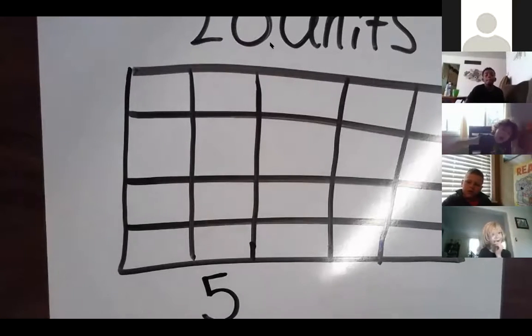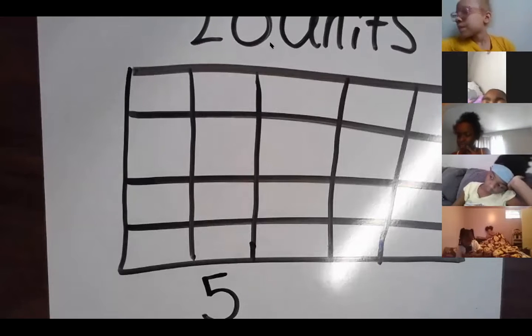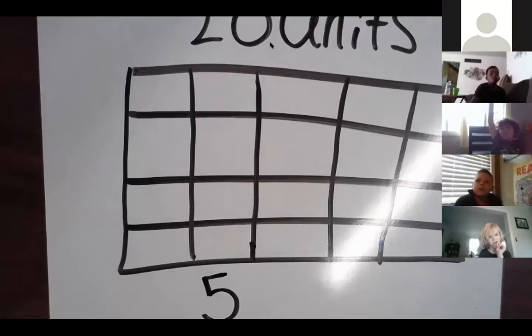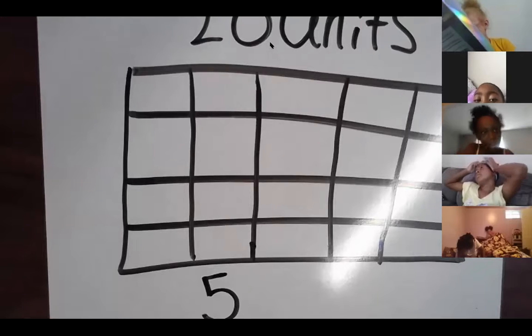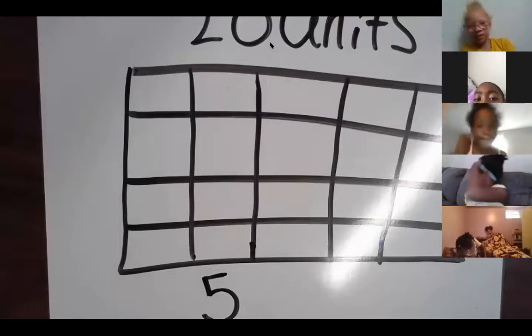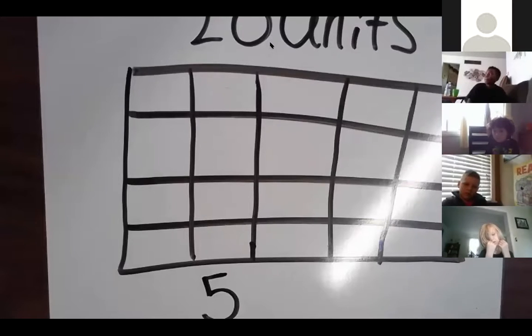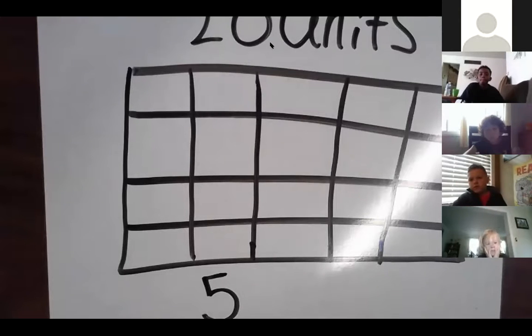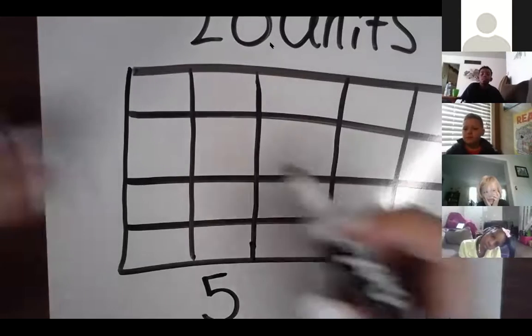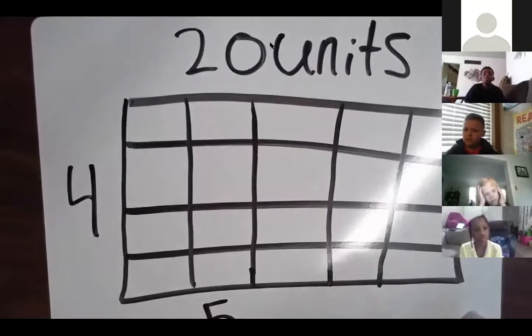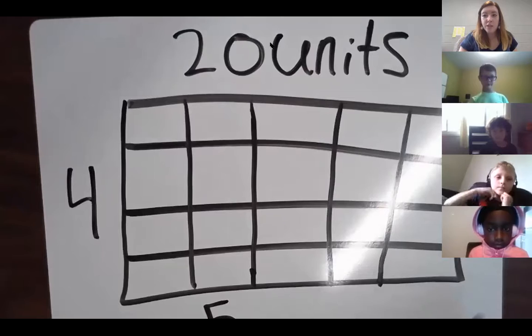And how many rows are there? Raise your hand and tell me. Make sure you're not messing with anything else or reading anything else while we're in math. Sue, how many rows do I have? 4 rows. All right, awesome job. You guys are getting this, which is awesome.